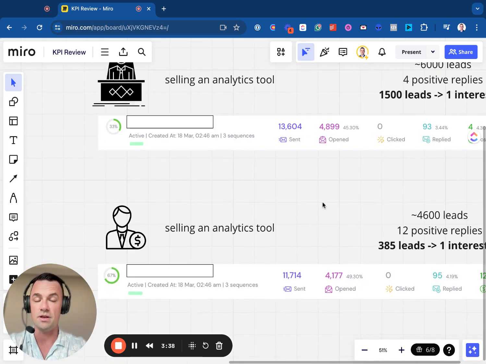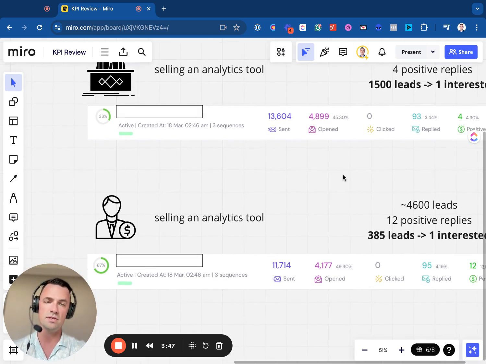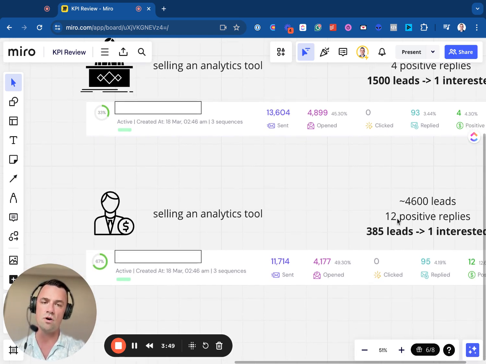Okay. Now, interestingly enough, same product, we went down one level in the organization, selling to the manager, director, VP level, depending on company size. And here we saw much better response rates. So we saw 4,600 leads added, 12 positive replies, meaning a lead rate of approximately 385, a little bit above benchmark.